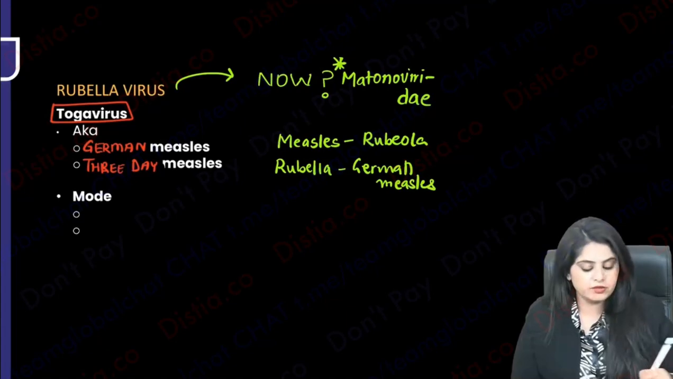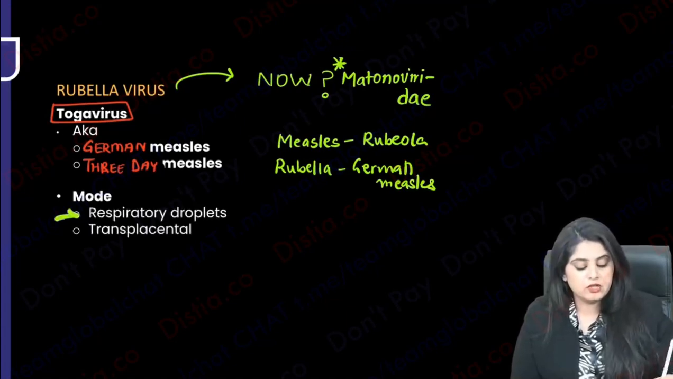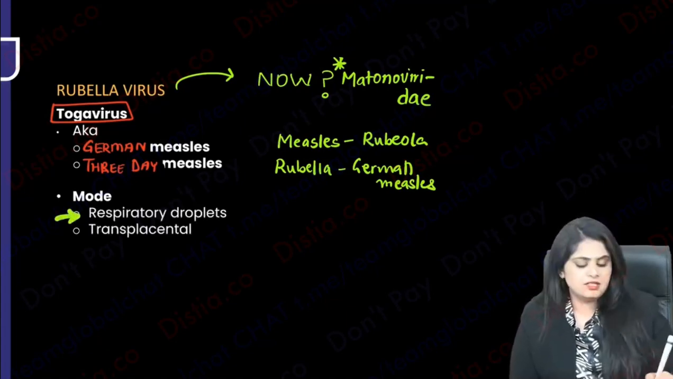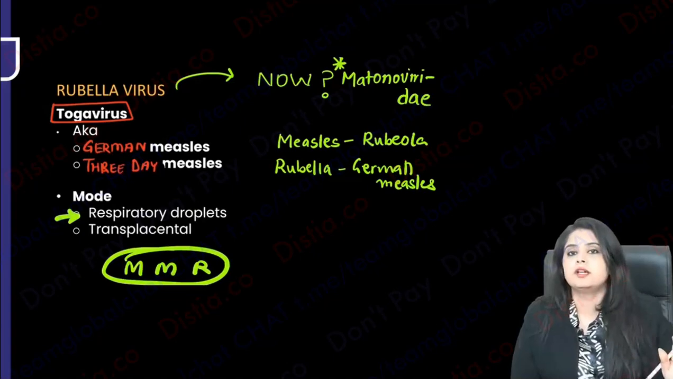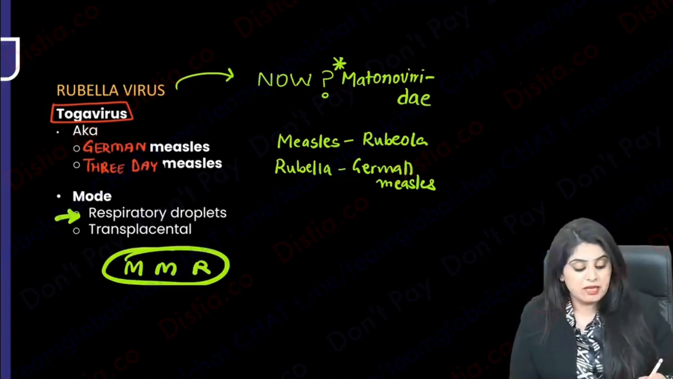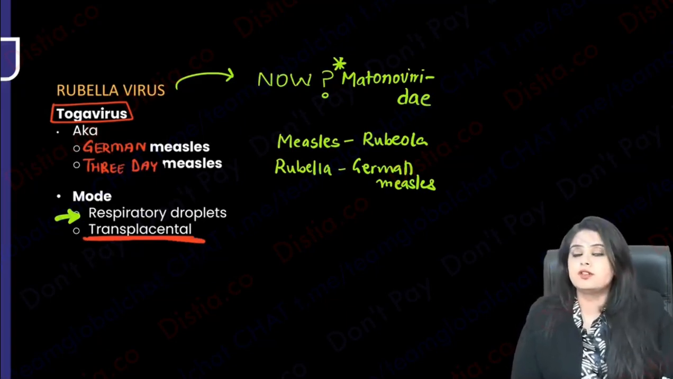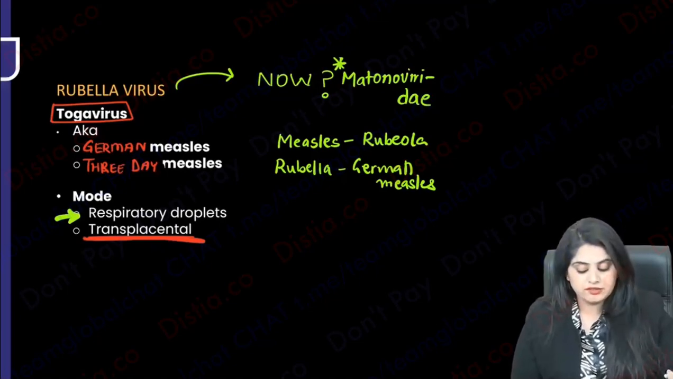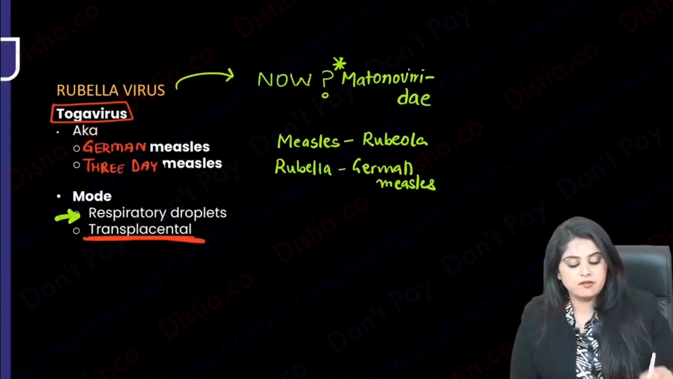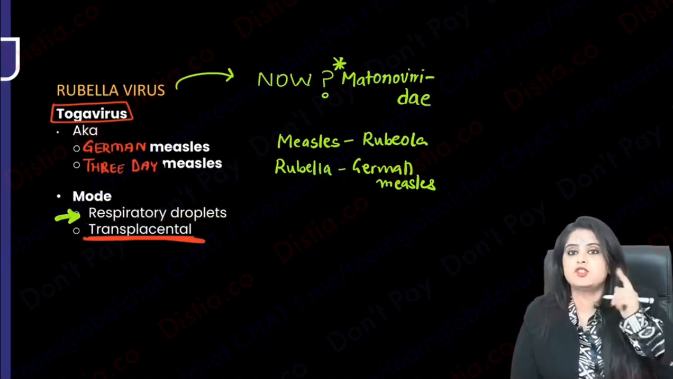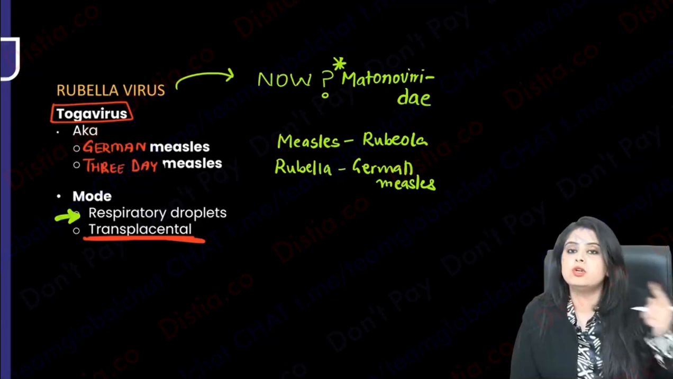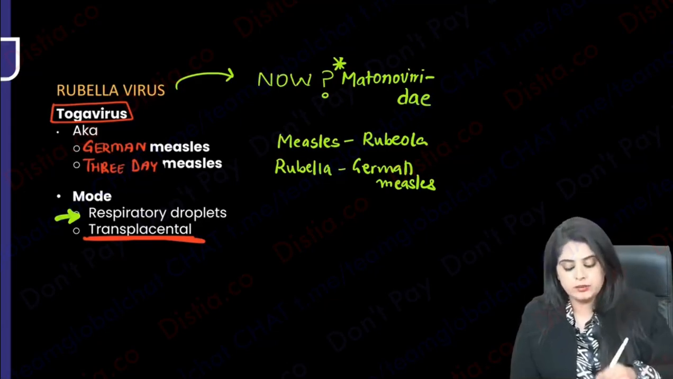What is the mode? Of course, it has to be the respiratory droplets. What is that vaccine? Measles, mumps and rubella. So all three have the respiratory droplet route, okay? But for rubella, what you also have to know is transplacental TORCH infections. It's definitely going to result in congenital malformations. So before I start with the congenital, first I'll tell you what someone having a respiratory droplet infection will have. Then we'll go on to what a transplacental congenital person will have.